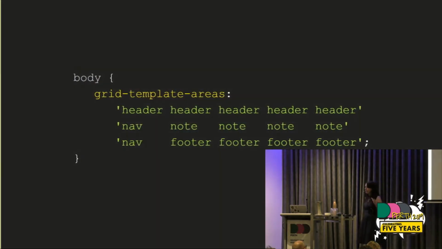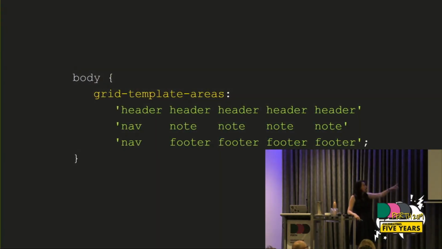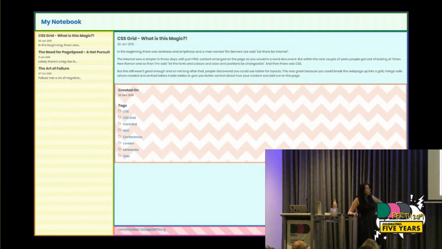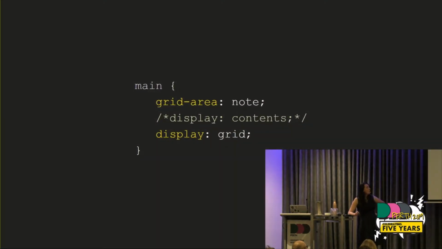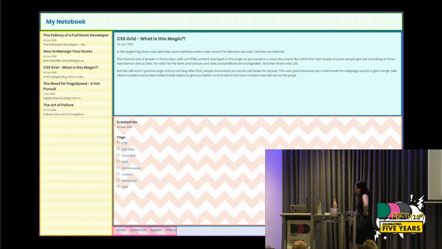So if we take our grid template areas back here, so where it says note, note, note, note, all the way along, where it was looking like that, we then want to, instead of display contents, we want to say display grid. So that looks like that. That's now filling out the whole area that it's got.